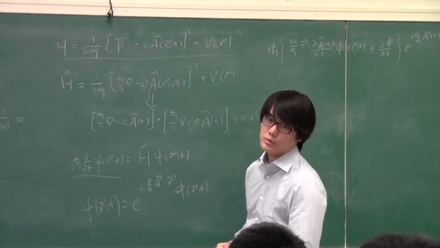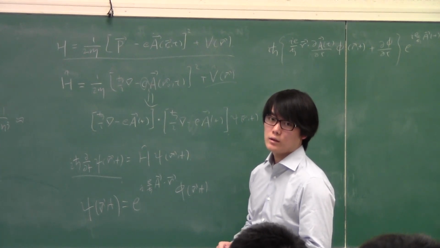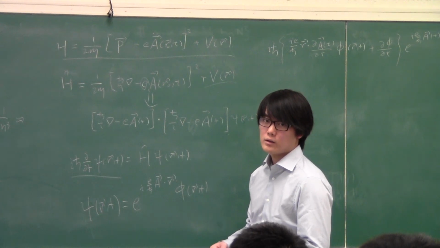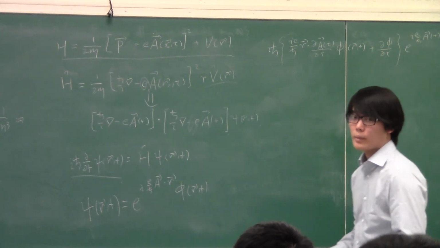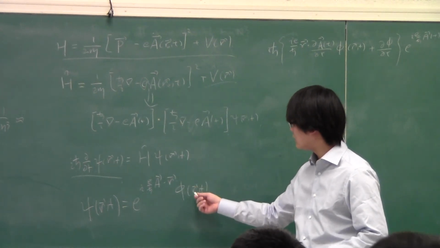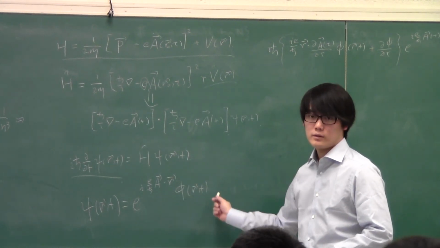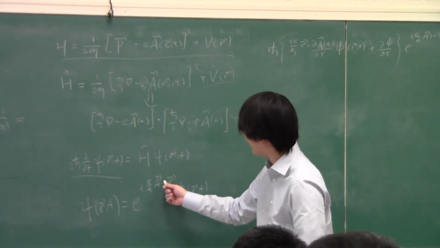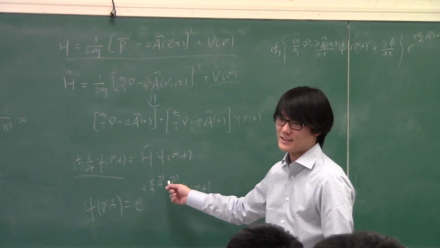Because I've already replaced it with R naught under the approximation. R naught is not dependent on R. A doesn't have an R. So I'm saying the differentiation is only going to work on these phases, because of the exponential. Oh, I'm sorry, yes, they're going to work on this.